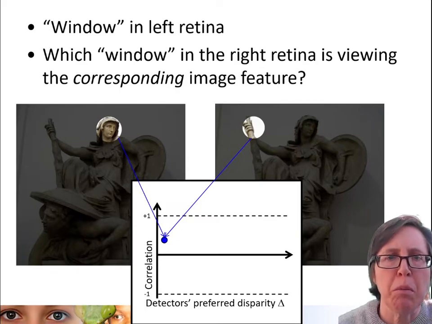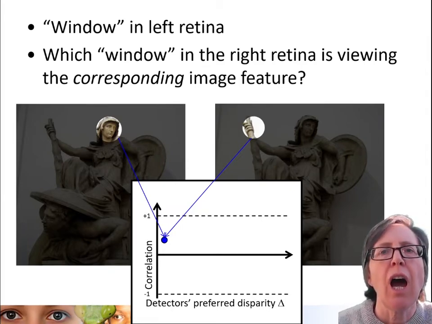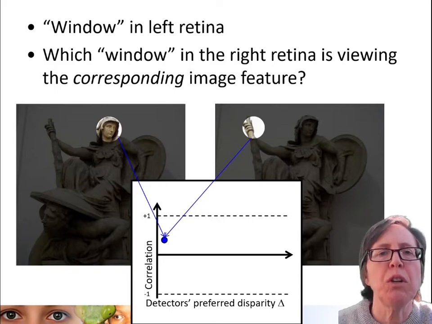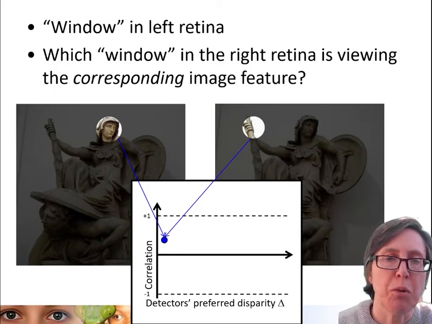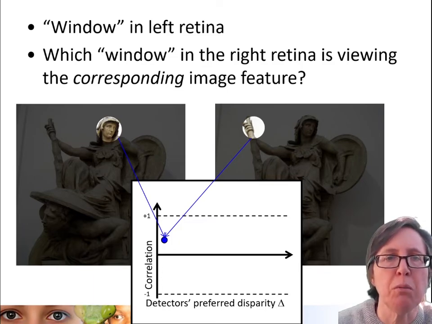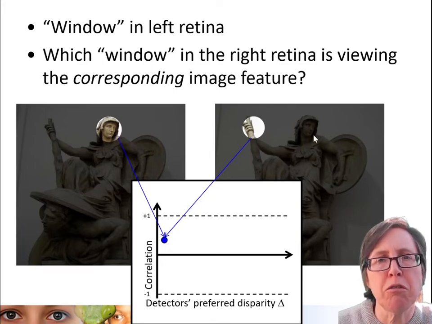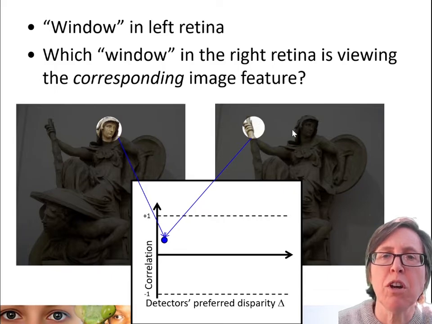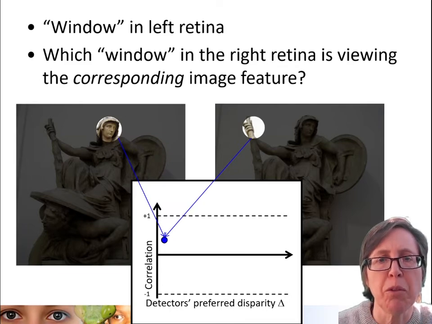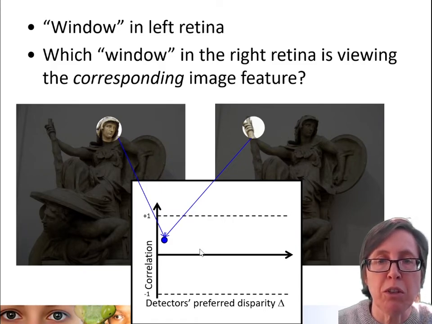So your brain's faced with a problem. You've got all these neurons with their little pairs of windows into the two retinae, and you need to work out which of these neurons is looking at corresponding image features. So let's say you choose the group of neurons which all happen to have the same receptive field location in the left eye, so I'll keep this window here constant, and we'll look at a bunch of different neurons whose receptive fields in the right eye are at slightly different locations, and we'll figure out which one is viewing the corresponding image feature. We can do that by plotting the correlation of the image patches observed by each neuron.